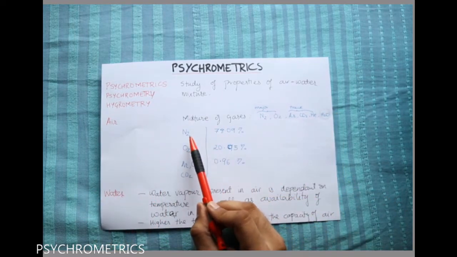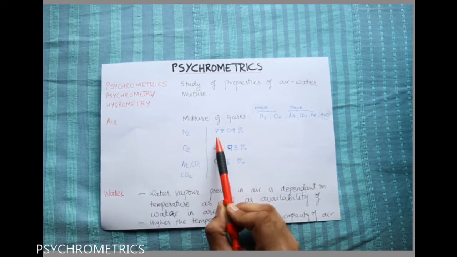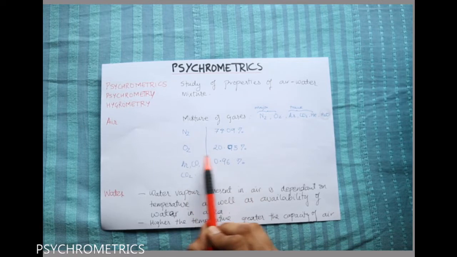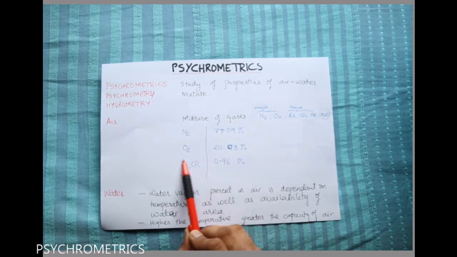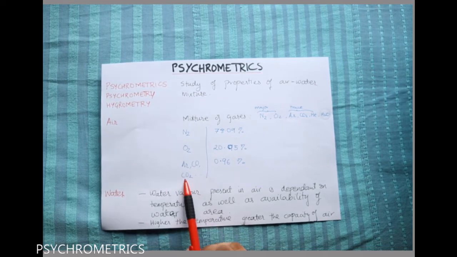Now, dry air consists of 78.09% nitrogen, 20.95% oxygen, and trace gases such as argon, carbon monoxide, carbon dioxide, which amount to less than 1%. Now, water vapor, on the other hand, which is the second component of this air-water mixture, is naturally present in the air, and the amount which is present is dependent on the temperature as well as the availability of water in the area. Now, this is quite obvious. As the temperature increases, the capacity of the air to hold water vapor rises.